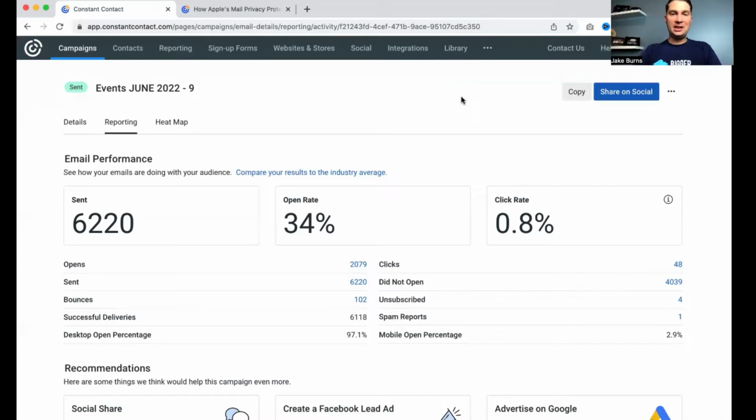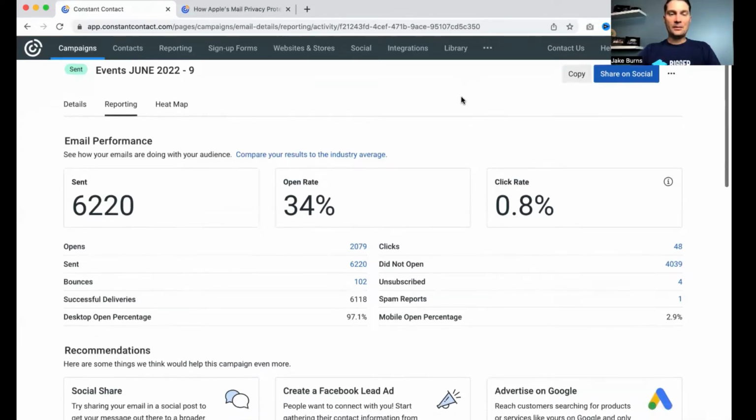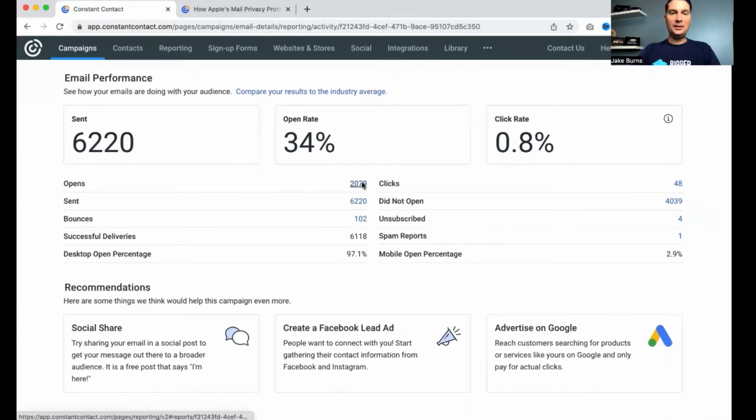I pulled up a recent email that we sent here at Bryan Caplan Marketing, and don't worry about the results so much for this particular email. More so, let's look at what some of the numbers are and what they mean, and how we can use it in Constant Contact. So, first things first, opens.